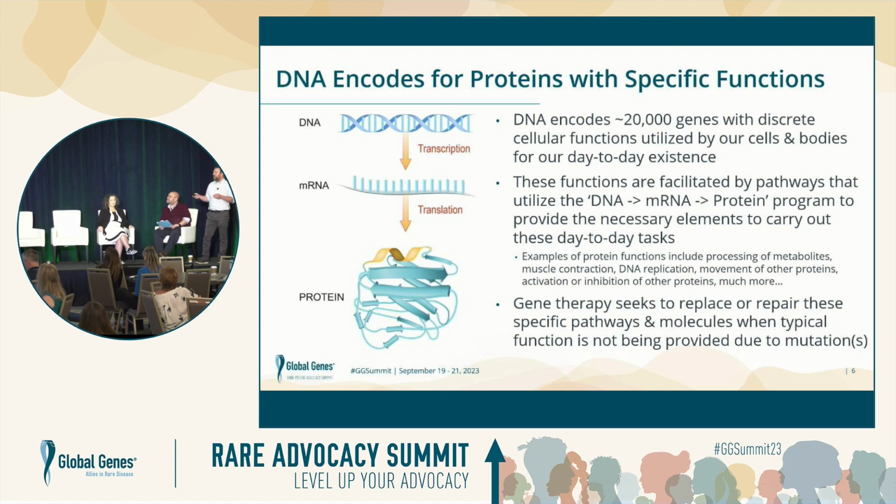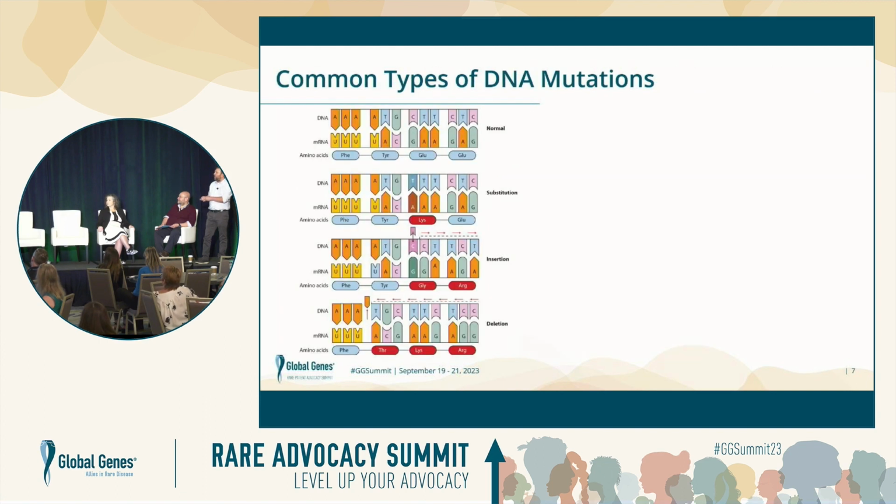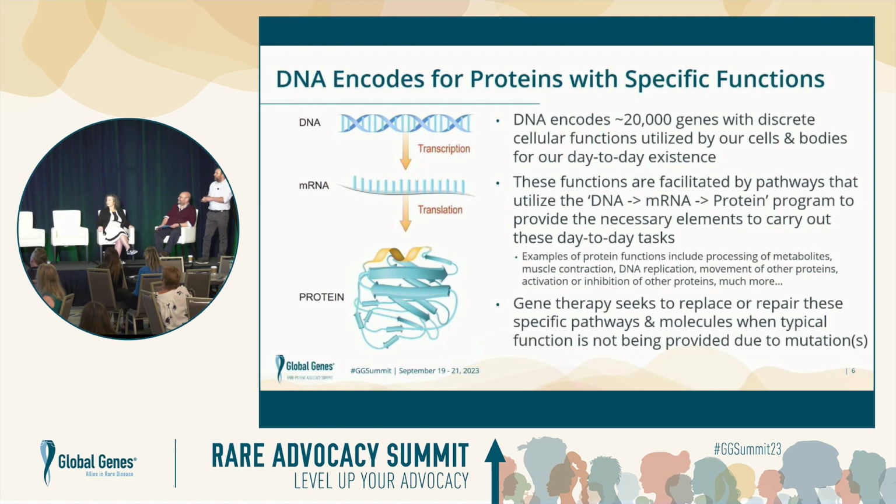These functions are facilitated by pathways utilizing that DNA, RNA, protein pathway. Examples of some of these functions, and these are just some of the many, many examples, include processing metabolites, muscle contraction, DNA replication, movement of other proteins, activation or inhibition of other proteins, and interactions with proteins. The list is very, very long. For your disease, you're going to want to understand at some point what's going on so you can understand what the modality or mechanism of action needs to be for the treatment you're seeking. With gene therapy specifically, we seek to replace or repair the specific pathways and molecules when the typical function is not being provided due to the mutations.